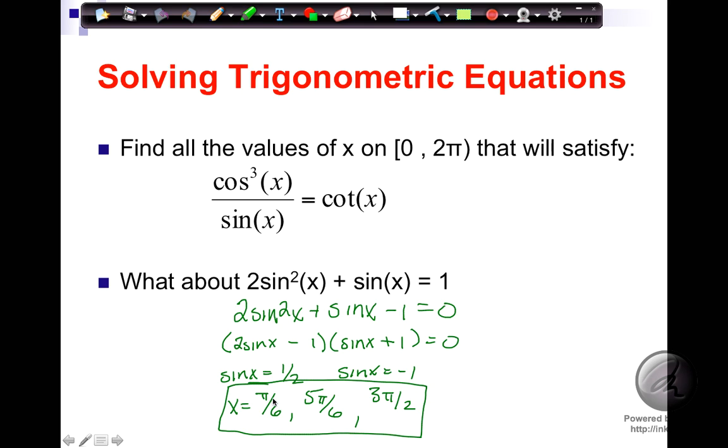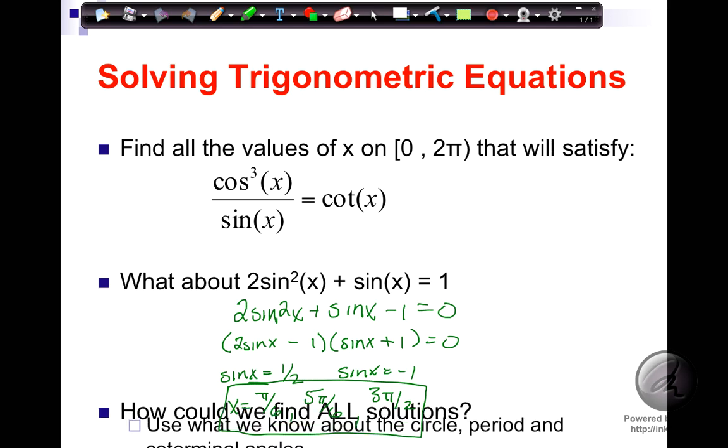That's our 3 answers. You could get 3 answers, you could get 1 answer, you could get no answers, 10 answers, 8 answers. There's all sorts of different types of answers that you can get in these particular problems.